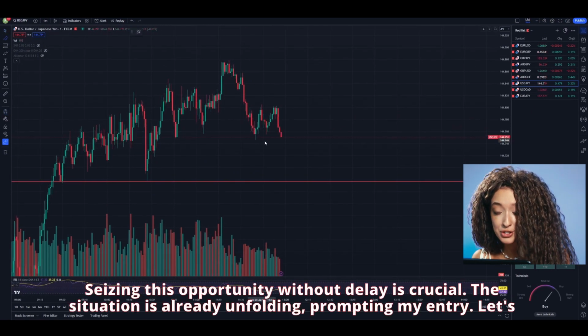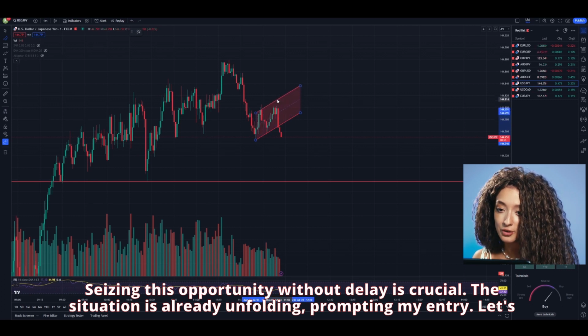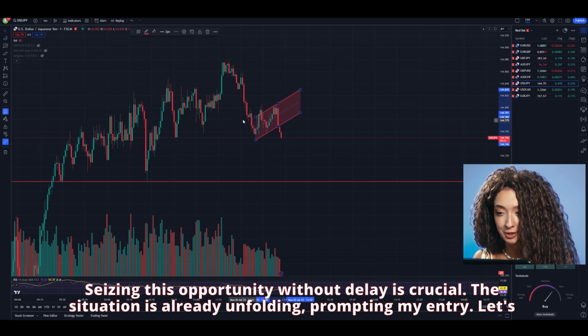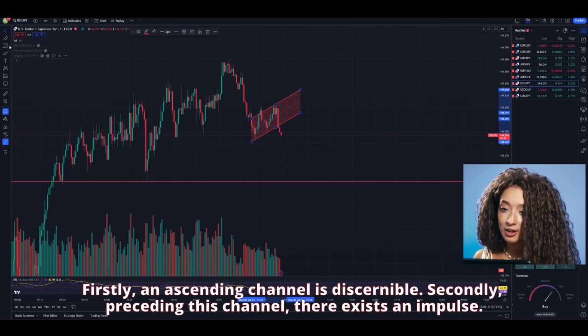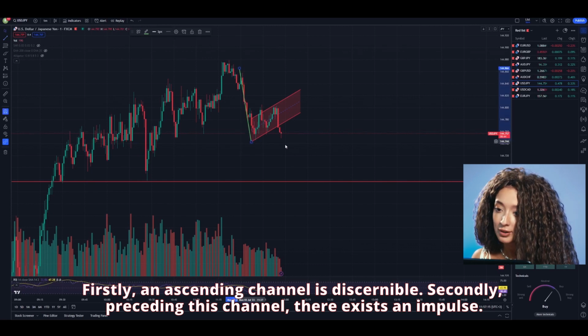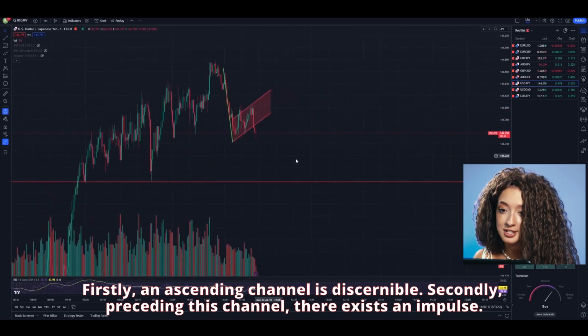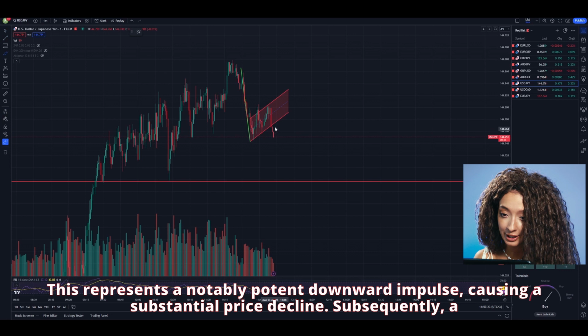Entering this opportunity without delay is crucial. The situation is already unfolding, prompting my entry. Let's delve into the dynamics at play here. Firstly, a channel is discernible. Secondly, within this channel, there is an existing counter impulse. This represents a notably sharp downward impulse, causing a substantial price decline.